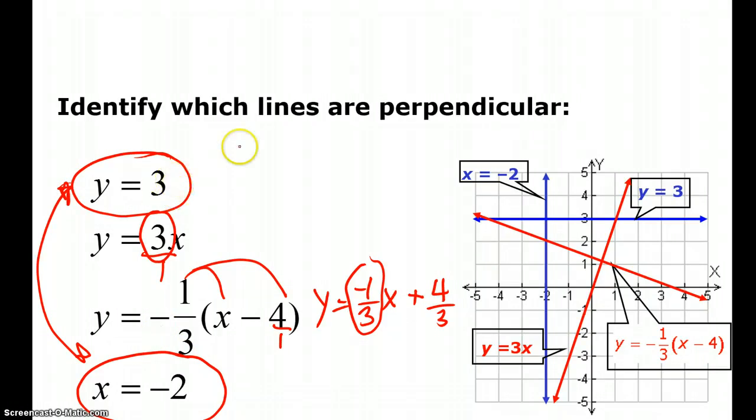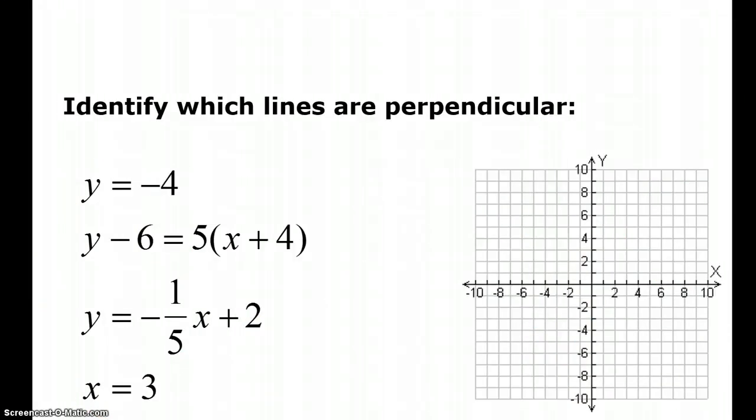If y is 3, y is going to be 3 no matter what x is, forever and ever and ever. It's going to go up here and go straight across. If x is negative 2, it will be negative 2 no matter what y is, so it will always be right here. Let's move on.